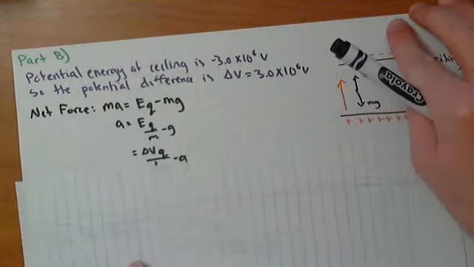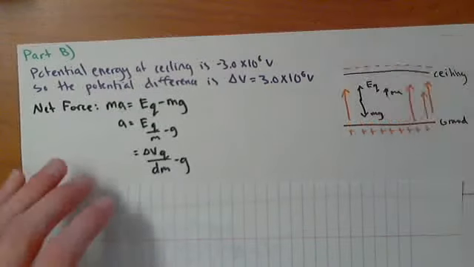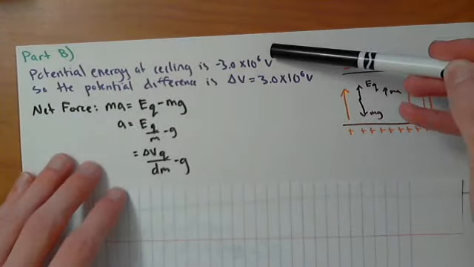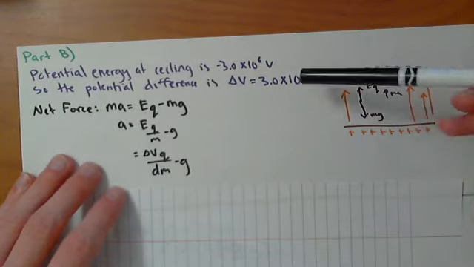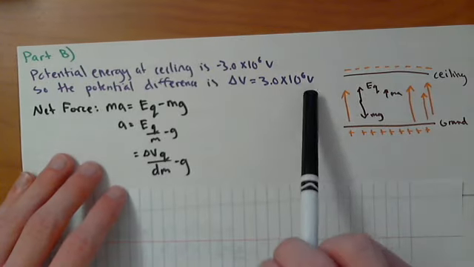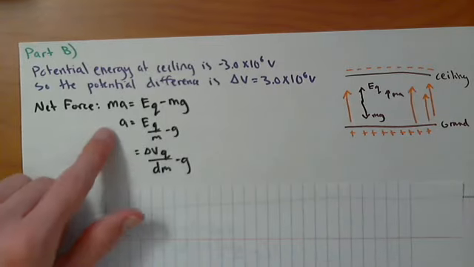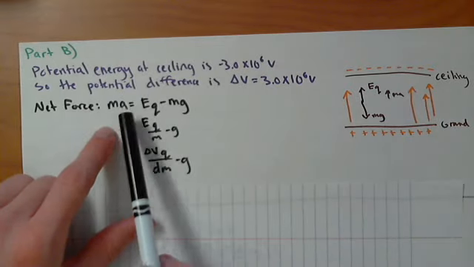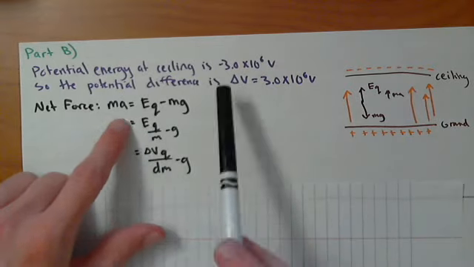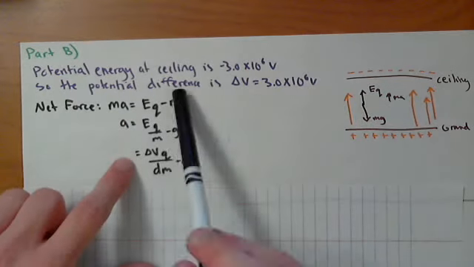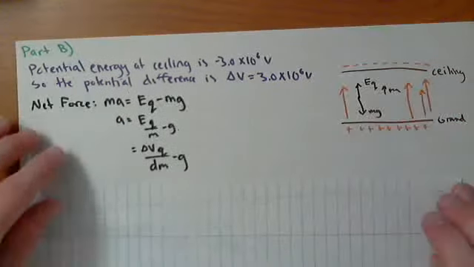So part B is very similar to part A. In fact, the charge on the ceiling and the charge on the ground are just flipped. And so we can say that the potential at the ceiling is negative 3.0 times 10 to the 6 volts. So the potential difference is once again 3.0 times 10 to the 6 volts. So we can use the equation again to find the net force. And so we have mass, acceleration, all the goodies. And we plug them in, and you get your value that you want.